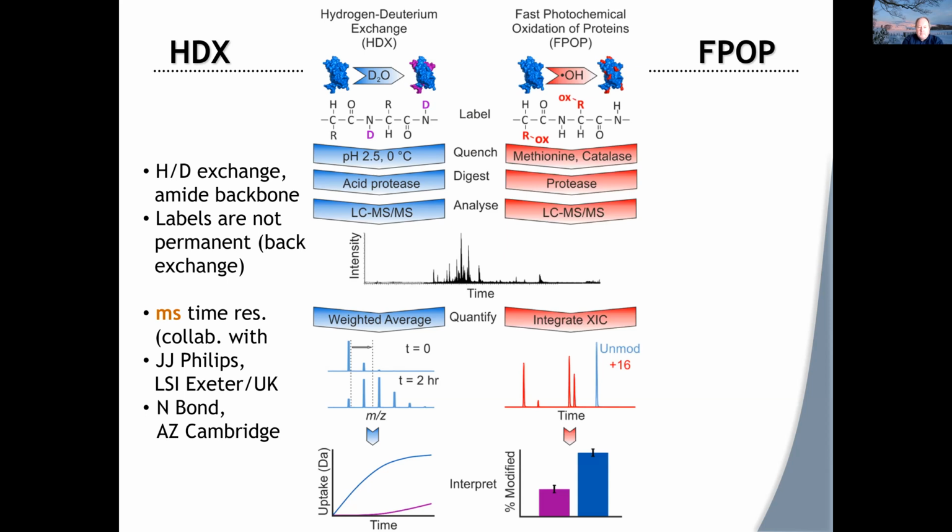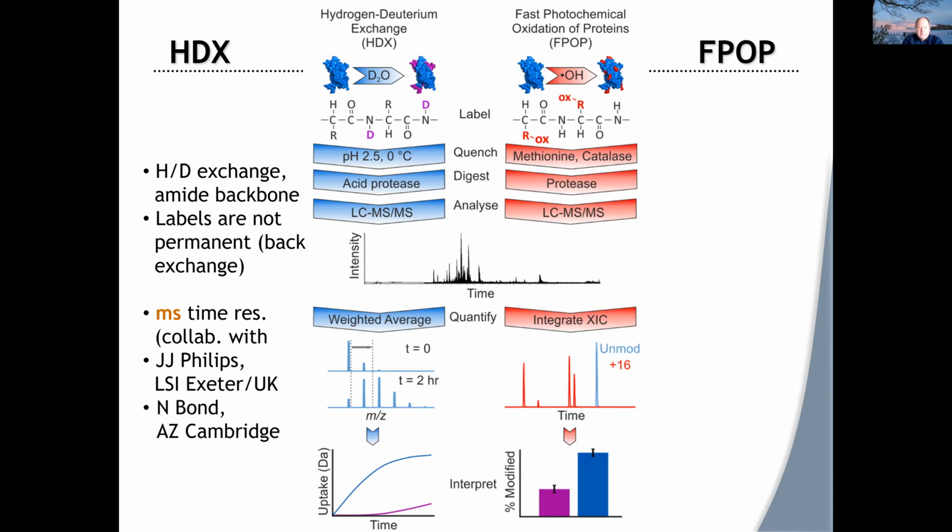Whereas FPOP labels with oxygen radicals, and it does that on the side chain. So there can be many sites, not just a maximum of one per amino acid, there can be more. With proteases, you can use any you want, because once you've labeled, you can just put it into any kind of proteomics workflow. So you can also label in principle in cells, but certainly in very complex systems, which is hard with HDX and not done typically.